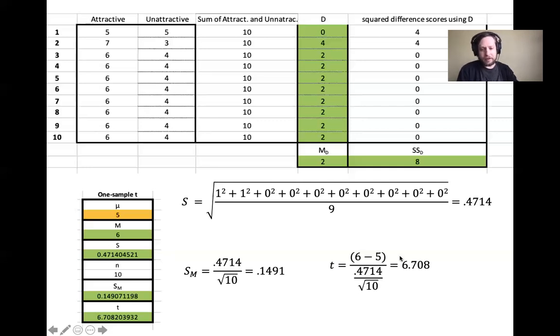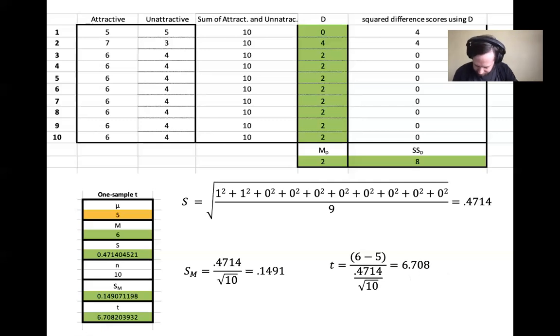So now we can calculate t. Our sample mean is 6. Our hypothetical population mean is 5. Our sample standard deviation we calculated right here is 0.4714. And then our sample size is 10, square root of 10. You do all that, you crunch the numbers, and you get the exact same thing, 6.708, that we calculated when we did the repeated measures t.